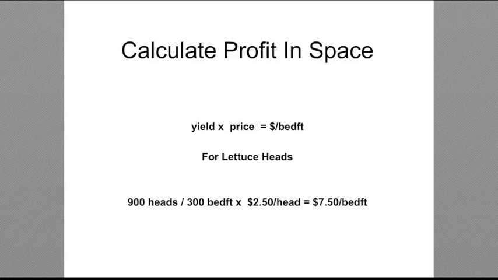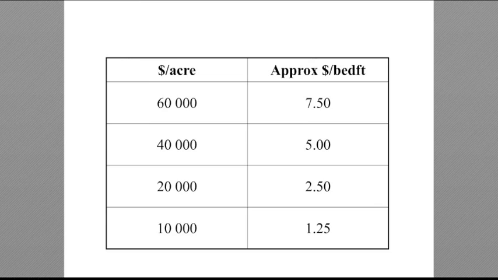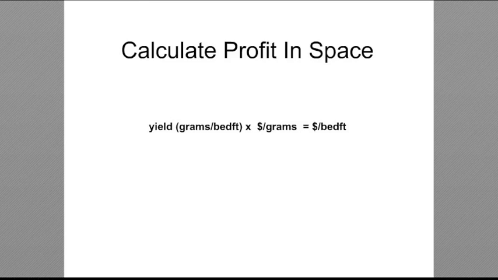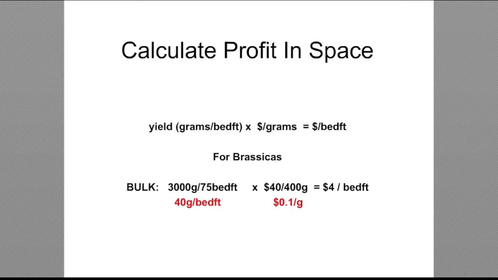So, the chart we were looking at. For seeds, we'll look at the grams that a certain bed foot yields, and we'll multiply by the price. So if we had a brassica green like Mizuna or arugula, and if we were able to harvest 3,000 grams from a 75 bed foot area, that would give us about 40 grams a bed foot.